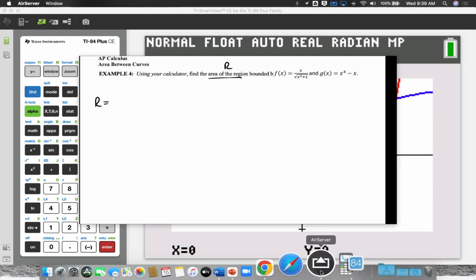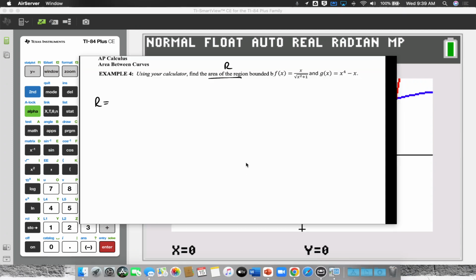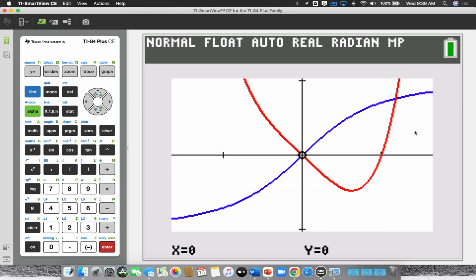So on our paper, we need to jot down some things. I need to jot down some things. I know the formula. Top curve. Which one is going to be the top curve? Because this is what I need to see on your paper. Which one is going to be the top curve?